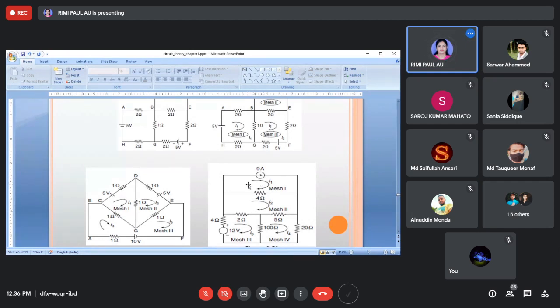You can easily convert this current source to a voltage source. If we convert the current source to a voltage source, it is easy. But in some cases, suppose you cannot convert, somehow you have to find it out.